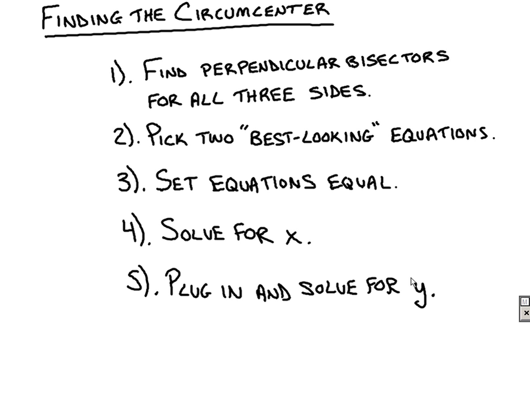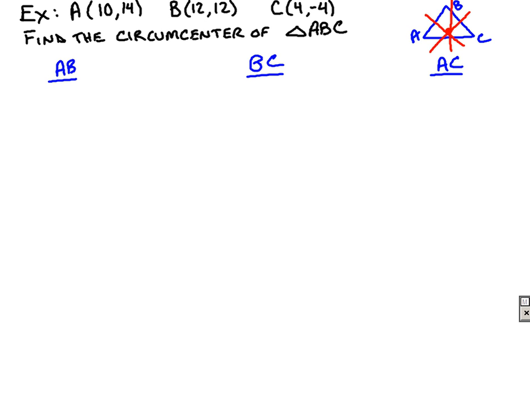Looking today at finding the circumcenter, and actually finding the exact point of the circumcenter. Here are the steps you're going to use. The main part of it is just finding the perpendicular bisectors. You'll need to do it for all three sides. And I'll tell you what the rest of that means in terms of finding the best looking equations. But the main point is what you need to do for each of these sides.